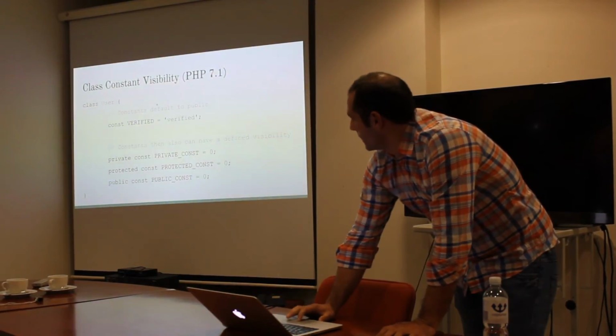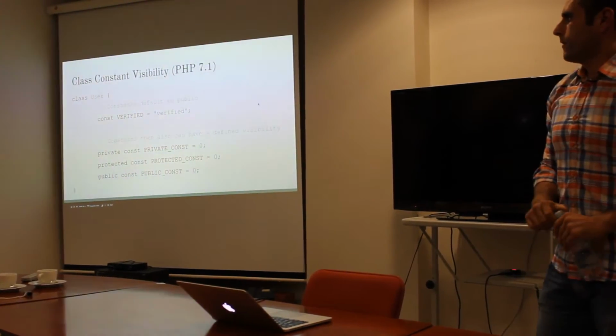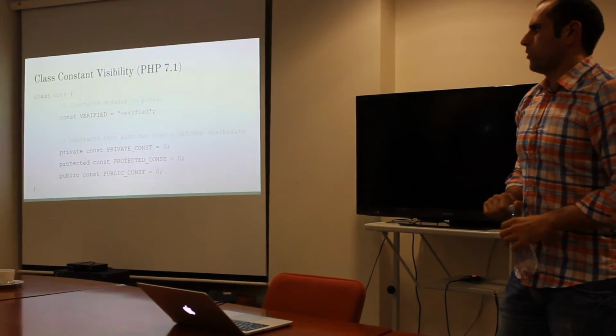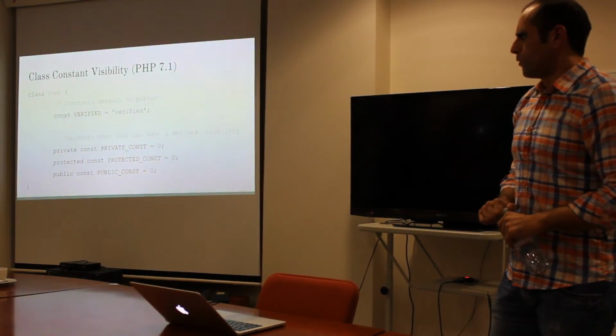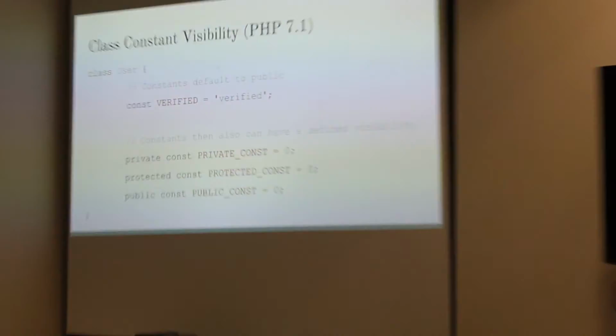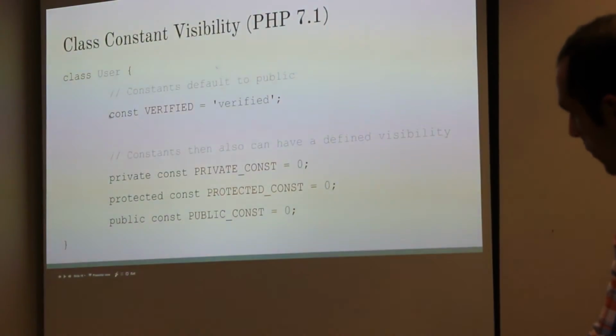And this is in 7.1: before you could have constants, but you couldn't have any visibility within them. So right now for 7.1, we would be able to make some constants private, public, or protected. By default, they are still public though.